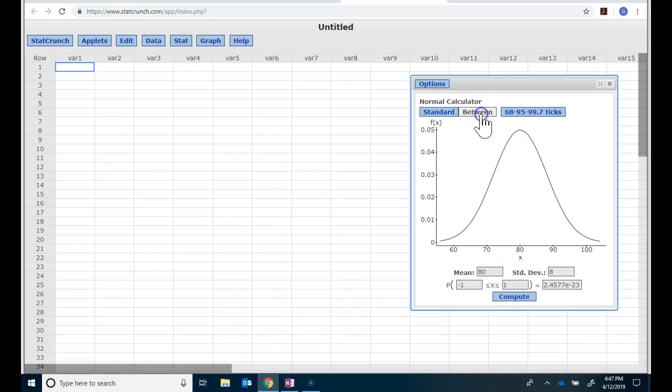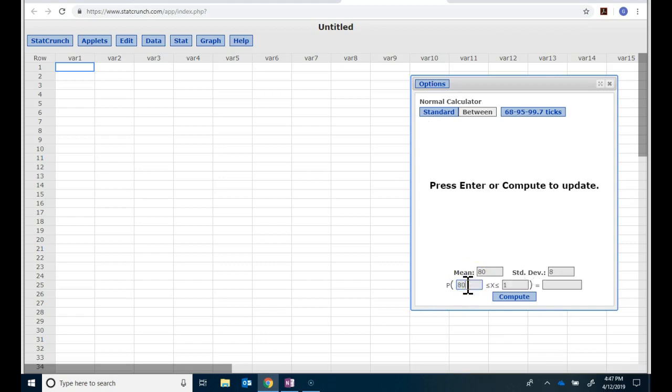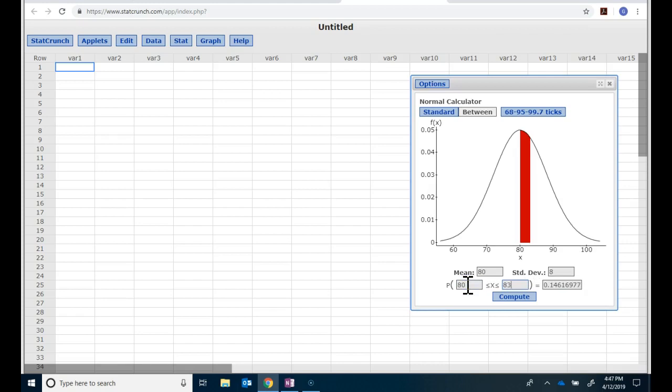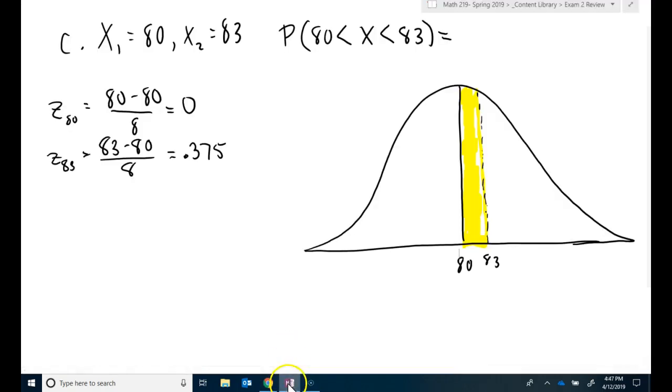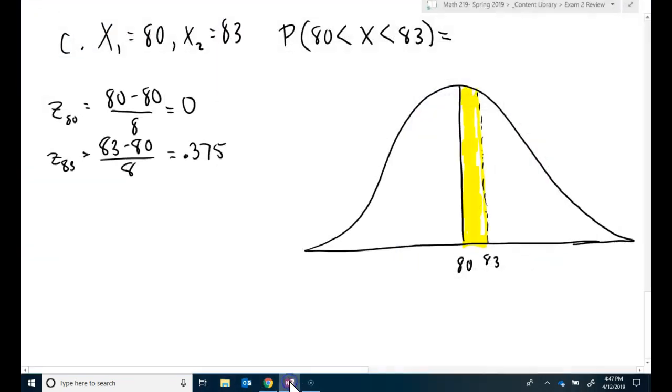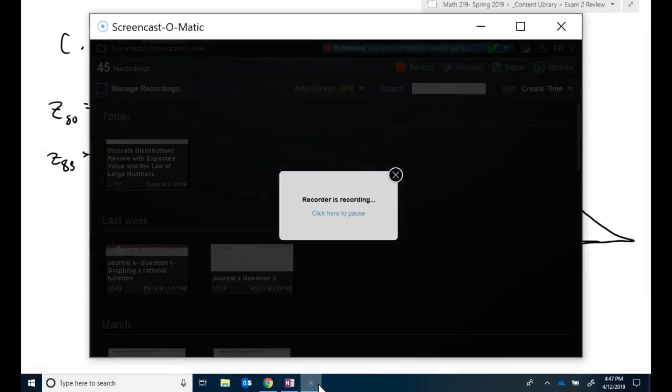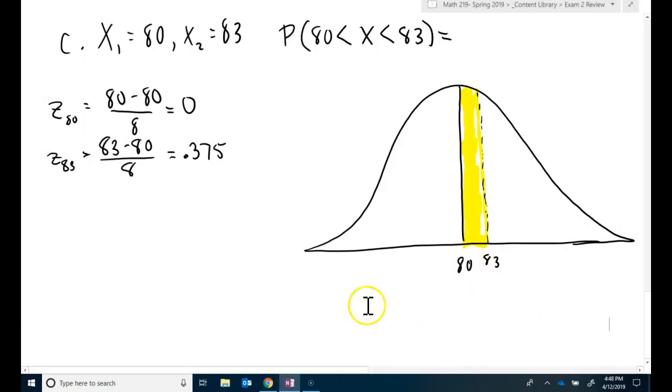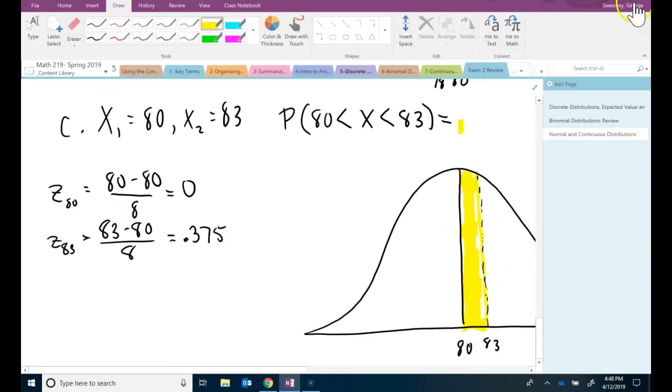I use my between calculator because this is a between value. Compute, and it's 0.146. There you go. So there it is, 0.146. Oh, that's about 0.146.